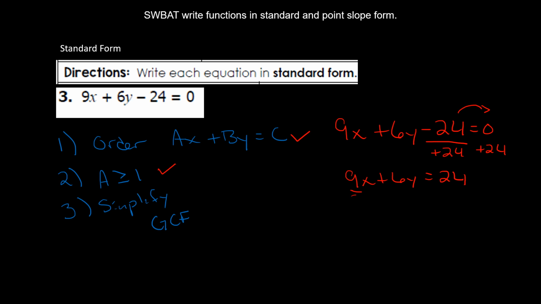So when we divide everything by 3 to simplify, 9 divided by 3 is 3x. 6y divided by 3 would be plus 2y, and that will equal 24 divided by 3 is 8. And this is our equation in the most simplified form. Cool, let's go ahead and move on.